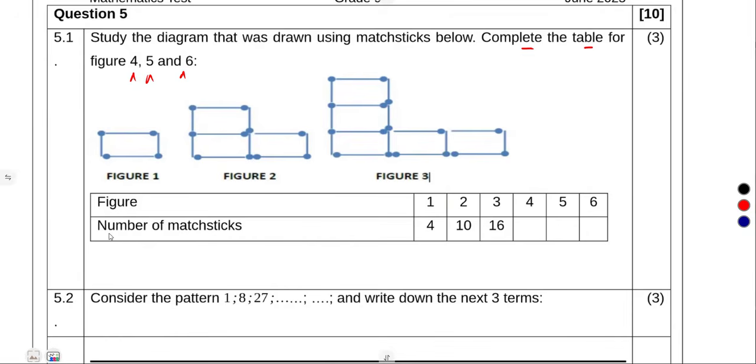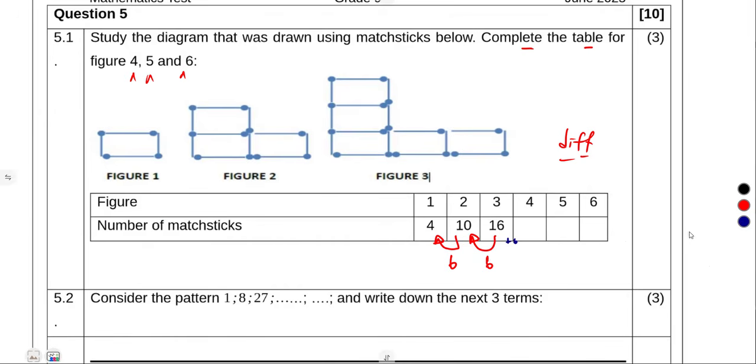Figure 1, you're given the number of matchsticks there are 4, here there are 10, here there are 16. Consider what is the difference between these, or is there a common ratio? So let's start with what? With the difference. All right. 10 minus 4, that's a difference of 6. 16 minus 10, a difference of what? Of 6 again. So we can see, guys, there's a difference of 6 on the output, on the number of matchsticks. So meaning to say the following here, simply add 6.